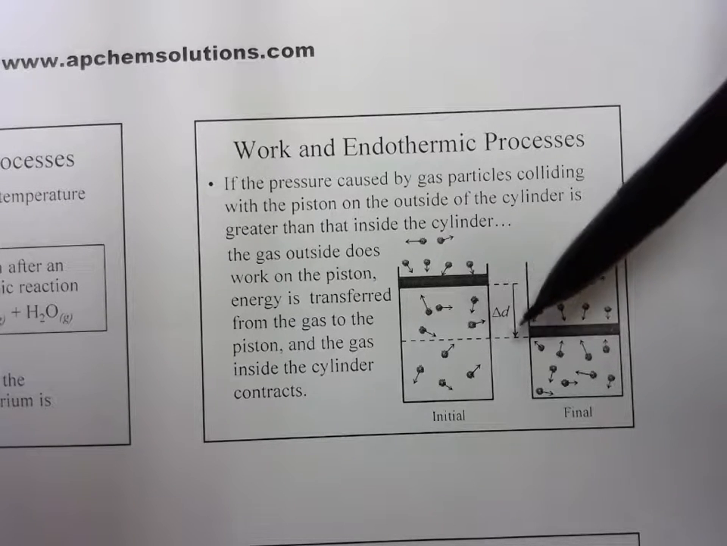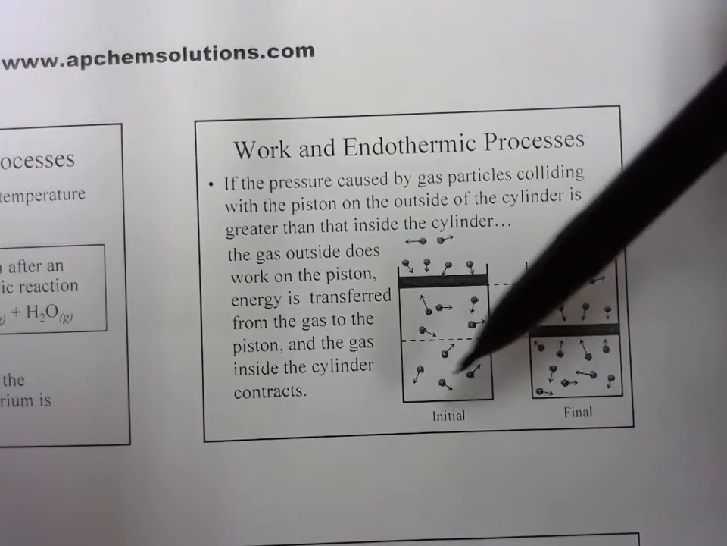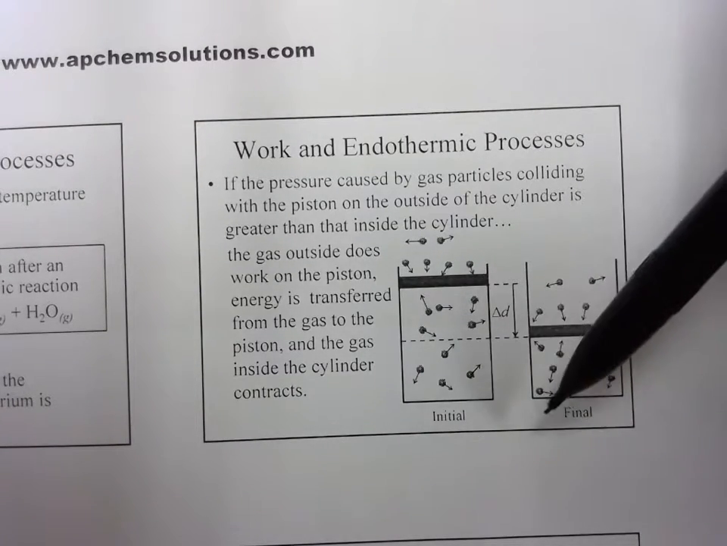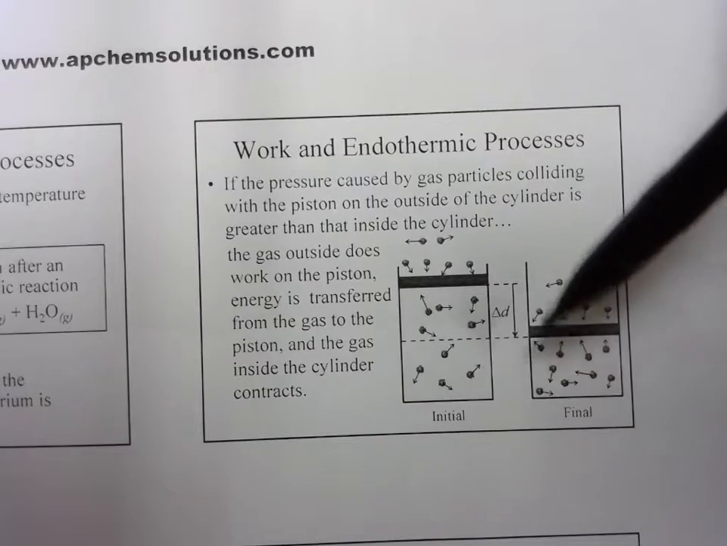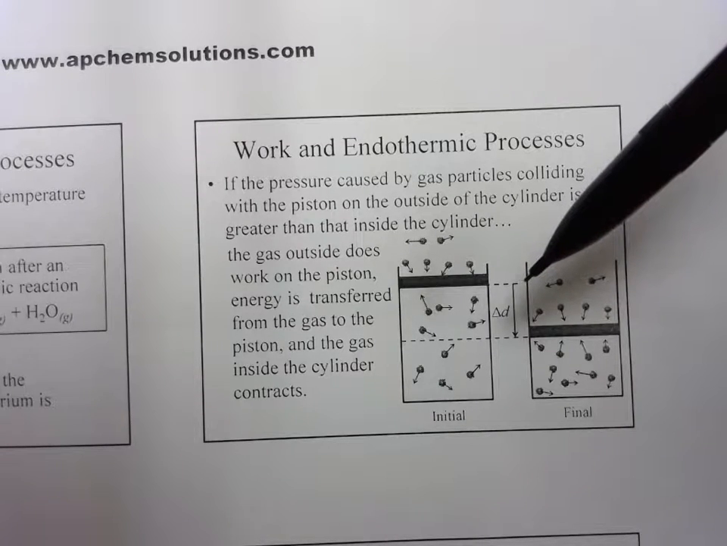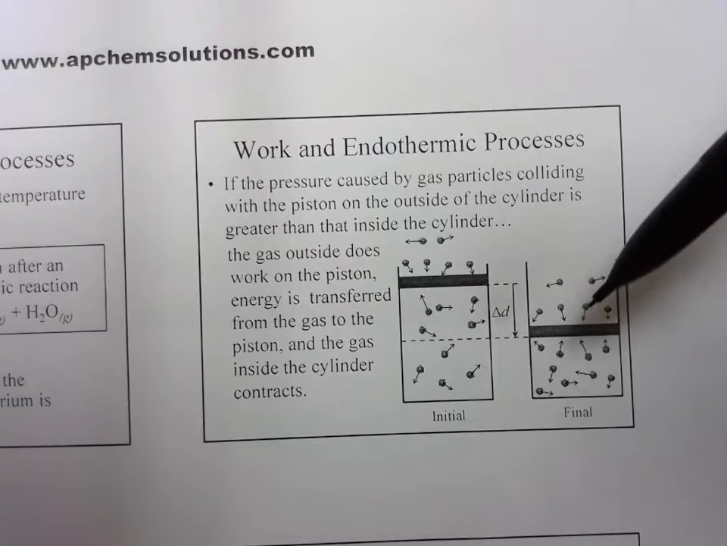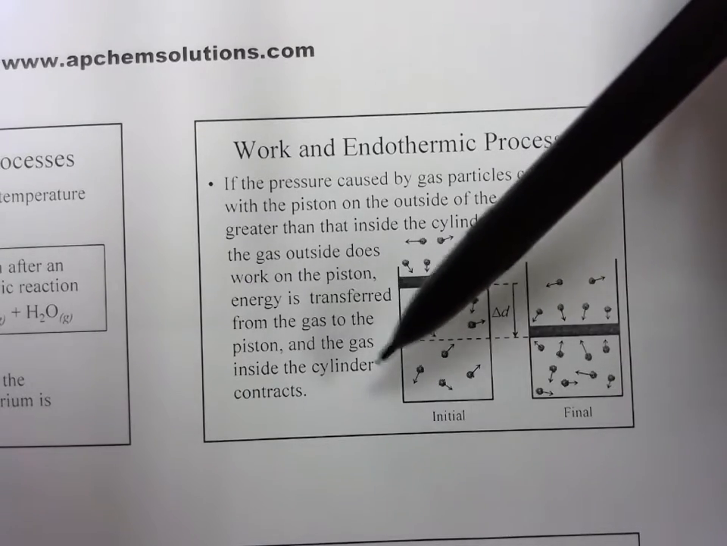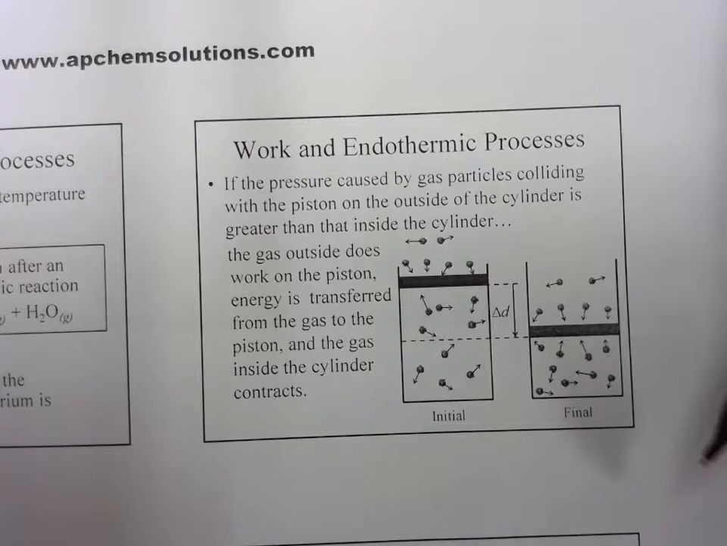We talk about it in terms of the change in distance. We know, in fact, it's the change in volume. So if the piston is compressed, we know the area of the piston. We can figure out the volume that the gas is actually compressed. Okay, so the gas outside does work on the piston. Energy is transferred from the gas to the piston, and the gas inside the cylinder actually contracts.